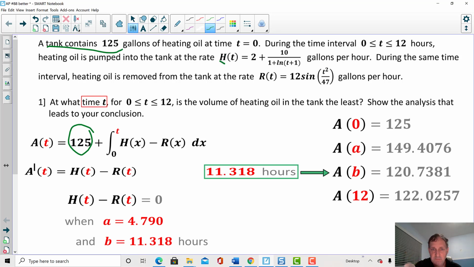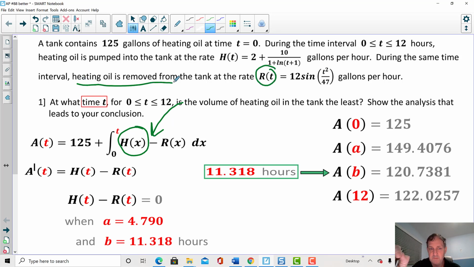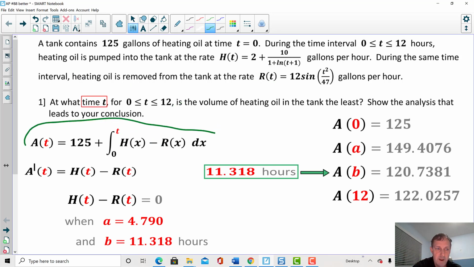It says that H of T is the amount of heating oil pumped into the tank. So that's the rate going in. And then we have to do minus, and R of T is the rate that the heating oil is being removed from the tank. So we're going to do minus R. So this is your amount function. And again, we're looking for the time when the amount is the least, so we want to minimize that function.